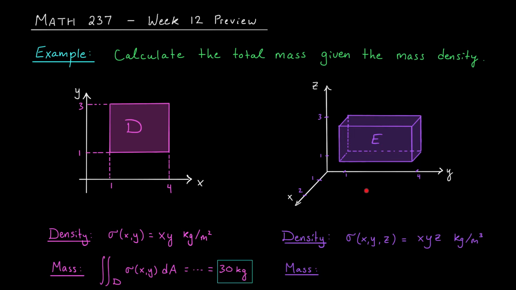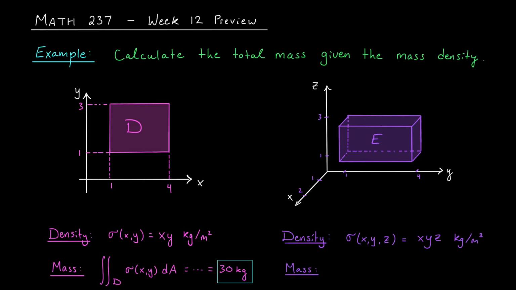Okay, what about this object E on the right? This is a three-dimensional solid whose mass density at the point x, y, z is given by x times y times z kilograms per meters cubed. Again, we're looking for the total mass.